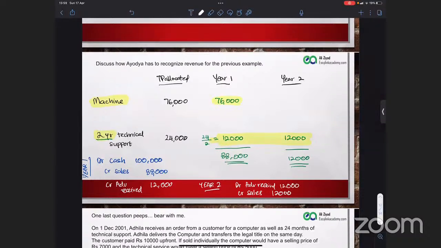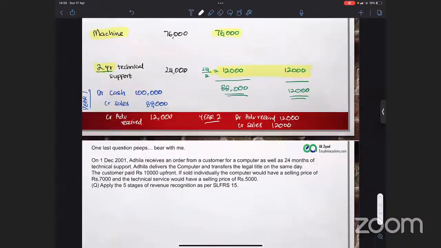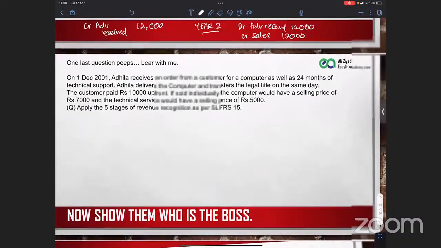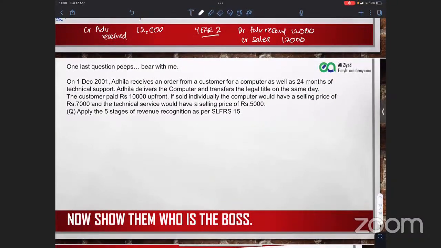Are you all clear with the double entry? Are you all clear with the recording, with the recognition of revenue? Are you guys clear how the revenue is captured here in this case? Yes, sir. Awesome. Right. So let's just do one more example. I know you guys are very tired. Let's just do one more example and then we are done.